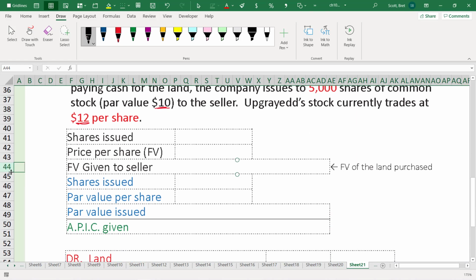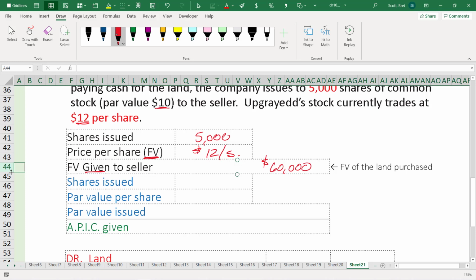So here's one way I recommend you break down the analysis. The number of shares issued, 5,000. Price per share, fair value, is $12. The fair value given in this case to the seller, therefore, must be the $60,000. So I'm giving somebody a bunch of stock certificates worth $60,000 as of the date of the transaction. The seller can take that and go on the market and sell those immediately to get approximately $60,000 in cash. So issuing stock instead of cash is a great way of saving cash flow, while also being able to enter into a fair transaction.